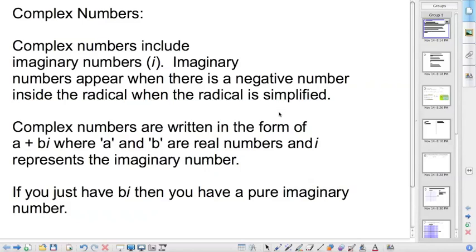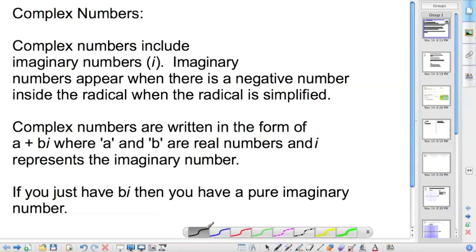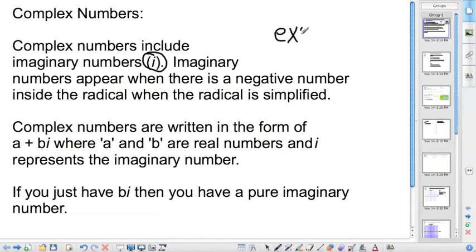This is the introduction to complex numbers. Complex numbers include imaginary numbers, which is represented by the letter i in italics. Imaginary numbers appear when you have a negative inside the radical. So for example, if you have the square root of -1, it becomes i.